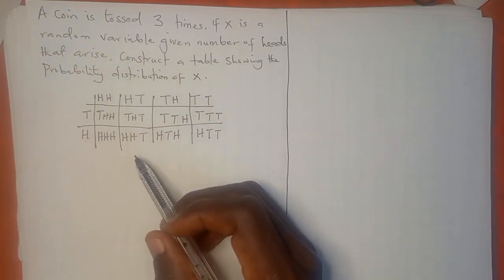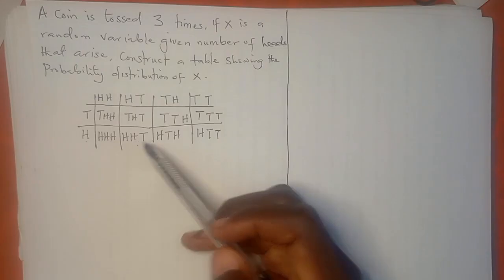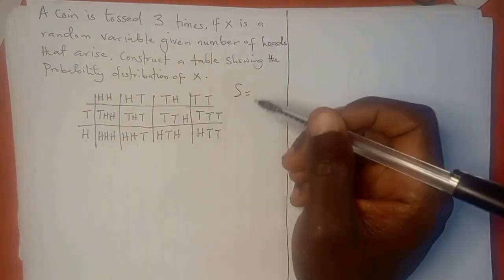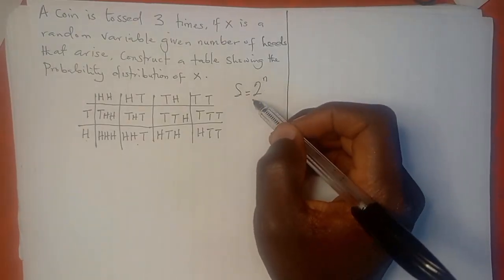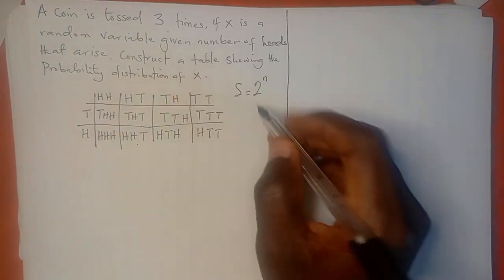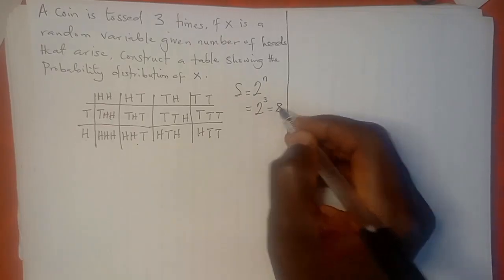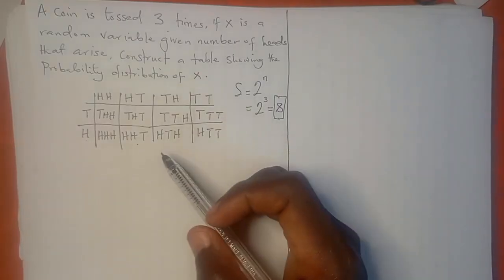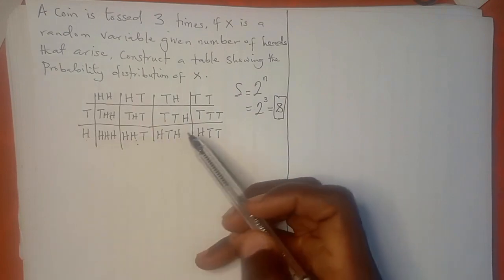So if you look at the sample space here, we have 8 in number: 1, 2, 3, 4, 5, 6, 7, 8. And the best way to know the sample space of this particular event is 2 raised to power n, where n is the number of times the coin is tossed. The coin is tossed 3 times, so we have 2 raised to power 3, which gives us 8. So the number of sample space we're expecting in this experiment is 8.